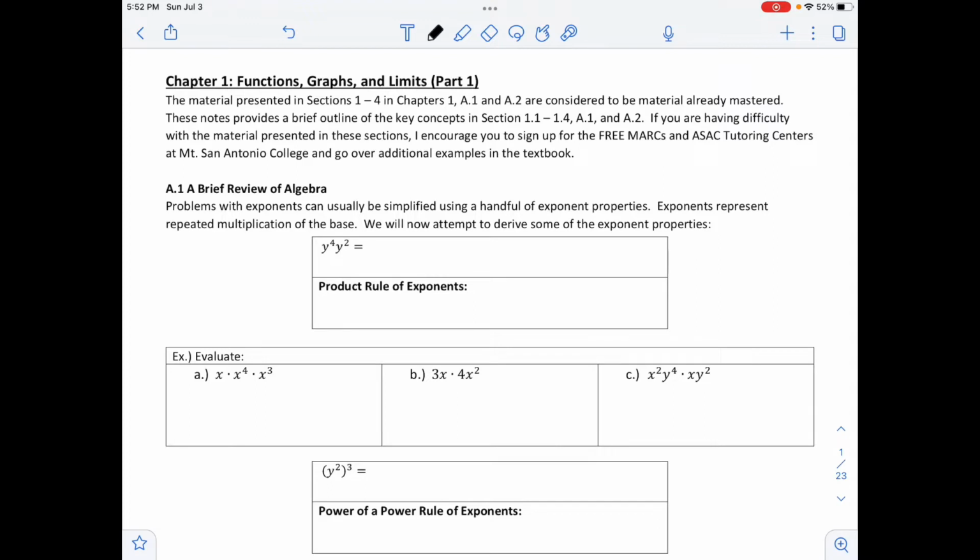So the first section that we have is back in the appendix. It's A.1, a brief review of algebra. The first thing we're going to look at is exponent rules. Problems with exponents can usually be simplified using a handful of exponent properties. Exponents represent repeated multiplication of a base. We will now attempt to derive some of these exponent properties.